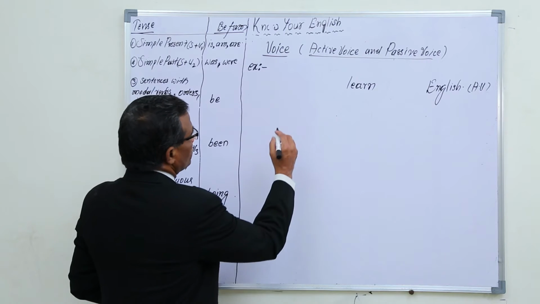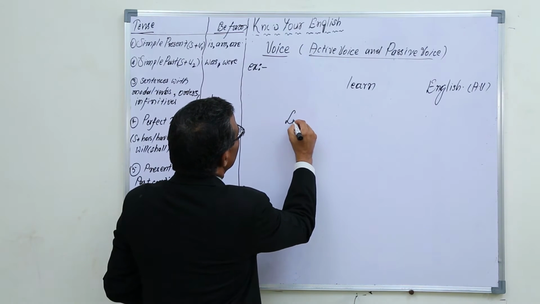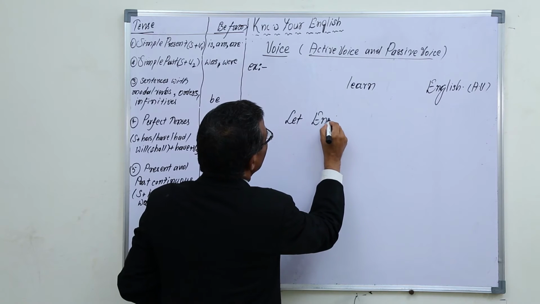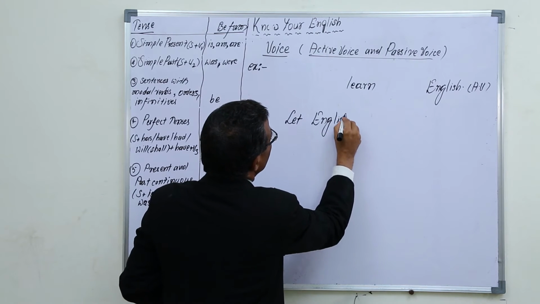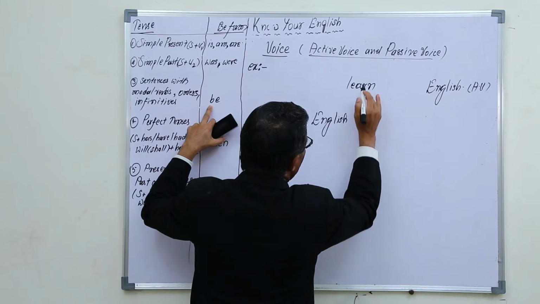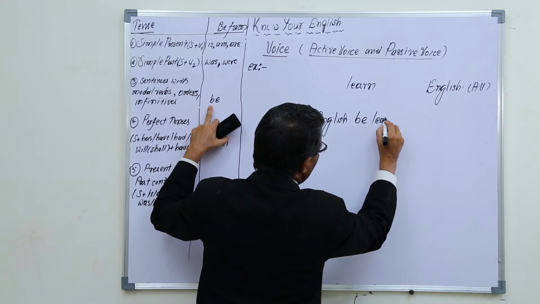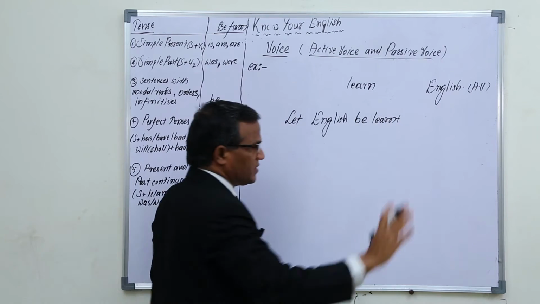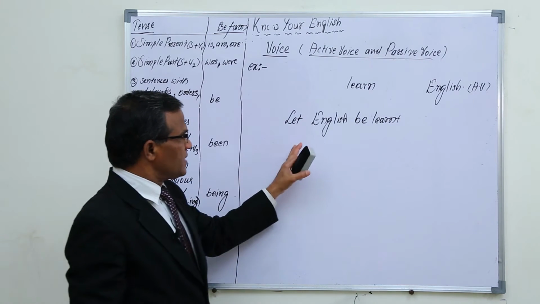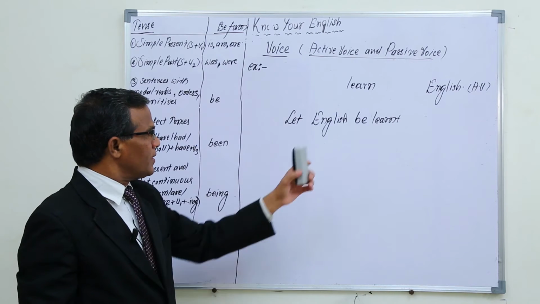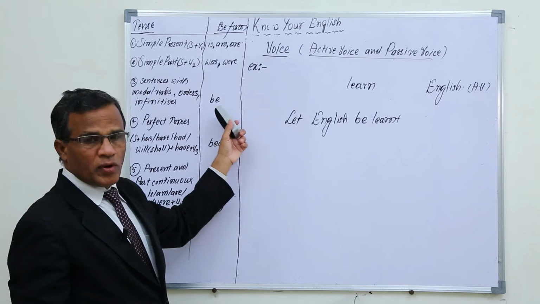For orders, we have to use let first. Let English. The B form is be. Let English be. Learn, the third form is learnt. Let English be learnt. That's enough. So this is an order sentence with be form.